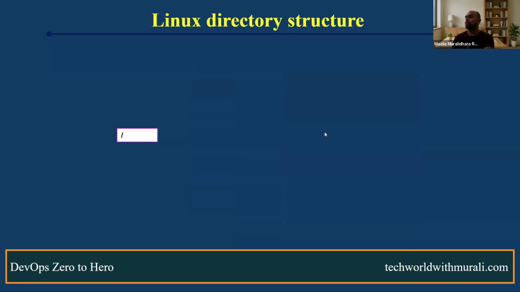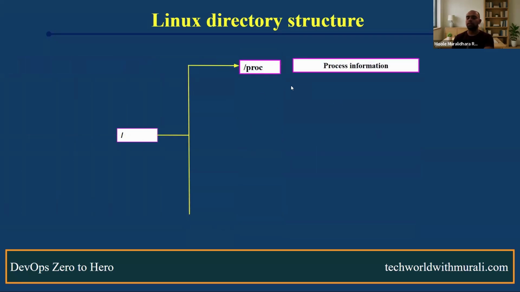Now you can go here, another one, and a few more we have: proc. Process information. If you remember, earlier I showcased cat /proc/cpuinfo. Inside the proc directory we have cpuinfo, meminfo. Those process related information we can check in the proc directory. Next one is the root directory.